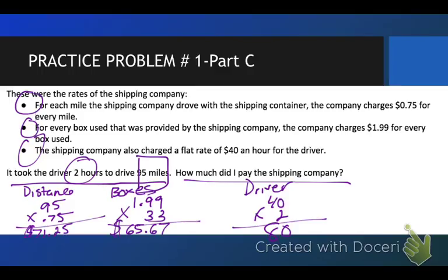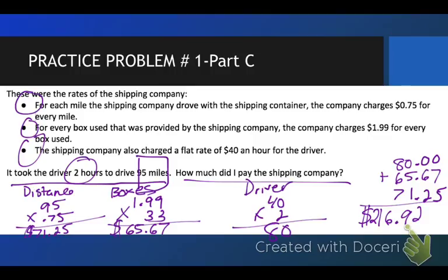All right, so we've got some money. All 3 of these money you had to put together. So we need to add $80, plus we need to add $65.67. Remember, when you add decimals, you need to have the decimal place lined up. And 71.25. Okay, add your zeros. You can go ahead and use a calculator because you have it. You should have it. Use it. So $80 plus $65.67 plus 71.25, and you should get a whole total of $216.92. And that's how much you was charged by the shipping company. Lots of work. That's problem C.